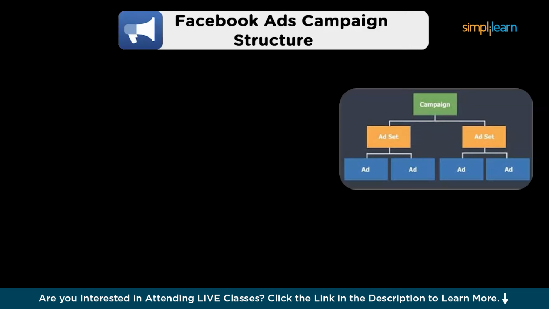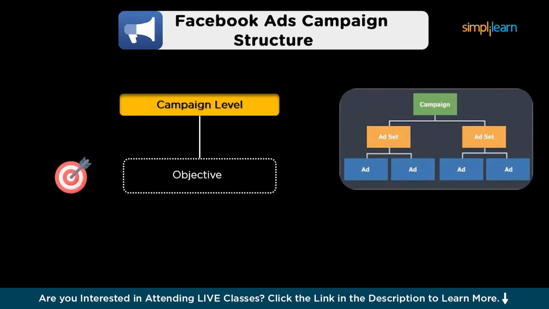Number one is the campaign level. This is where you define your overall marketing objective. Whether you are aiming for brand awareness, lead generation, or driving conversions, this objective will guide how your ad is optimized and delivered to your audience. For example, if you're launching a new product, you might choose a conversions objective to drive sales directly from your ads.